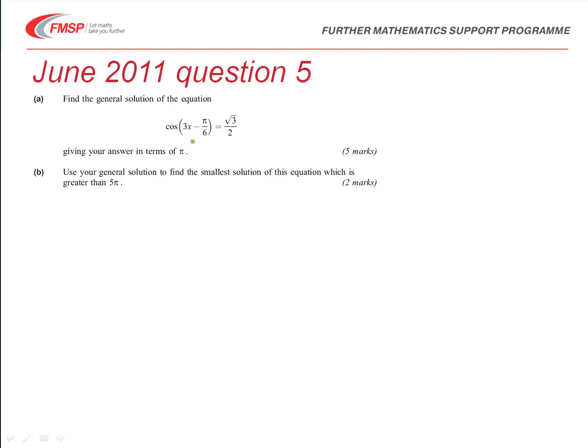In this question we're given cosine of 3x take away pi by 6 equals root 3 over 2, and we're firstly asked to find the general solution in terms of pi.